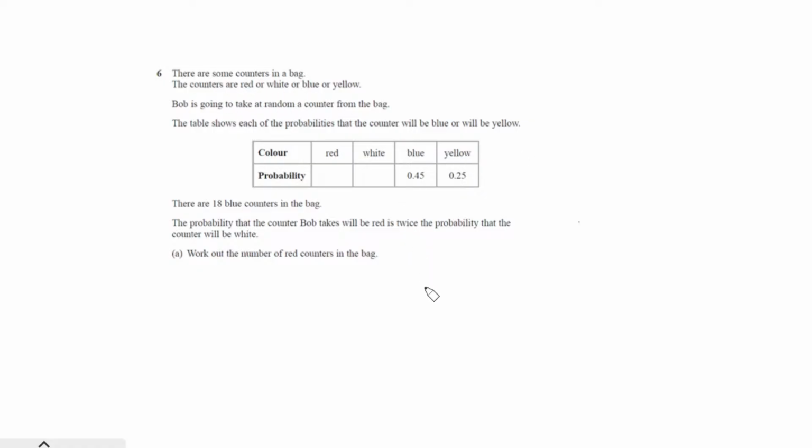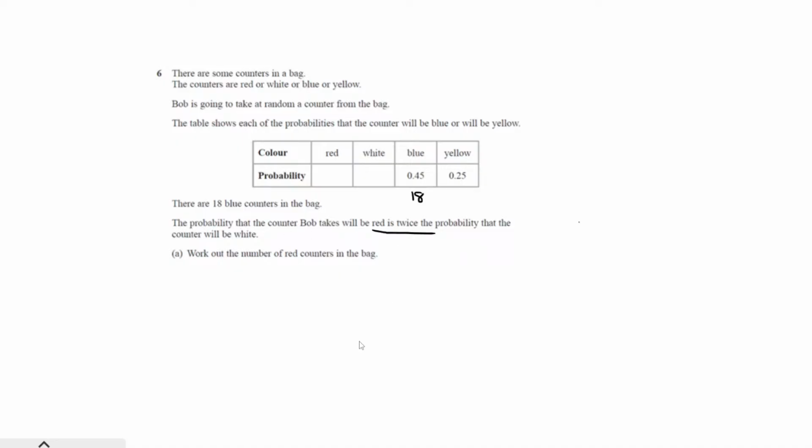The counters are red or white or blue or yellow. So you see obviously here 4 different colours. Bob is going to take at random a counter from the bag. The table shows each of the probabilities that the counter will be blue or will be yellow, because obviously we're missing red and white. They happen to just mention that there's 18 blue counters, so I'll just leave that there for now.